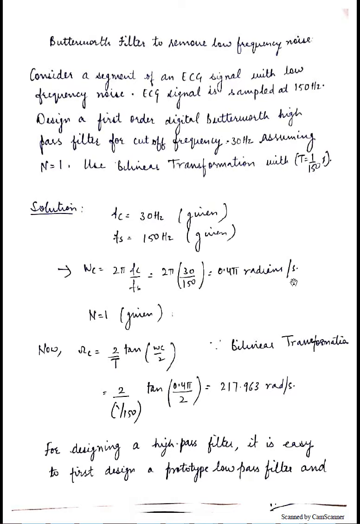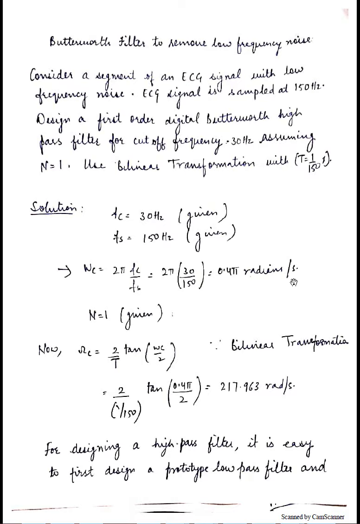Now, what is our motive? Because we are designing a low pass prototype filter, the cutoff frequency we have assumed is 1, or we can say the pass band frequency we have assumed is 1 radian per second. So now to convert this into a high pass filter, we will use the frequency transformation. Different frequency transformations are given.